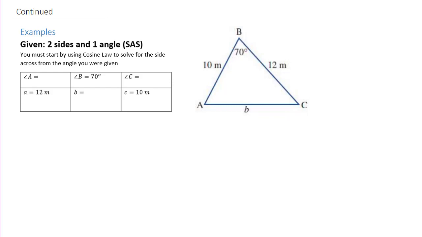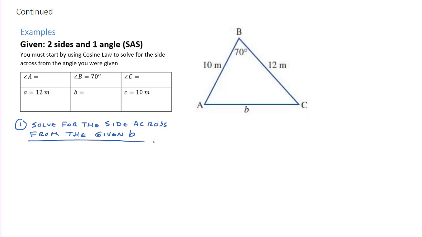Okay, so step 1. We have no choice here. Let me just write this down. Step 1, we're going to solve for the side across from the given angle. So let me just write this all down so I have a nice complete note. Solve for the side across from the given angle. All right, which would be side B. We have no choice. You have to start there. You can try, but you're not going to get it to work any other way.